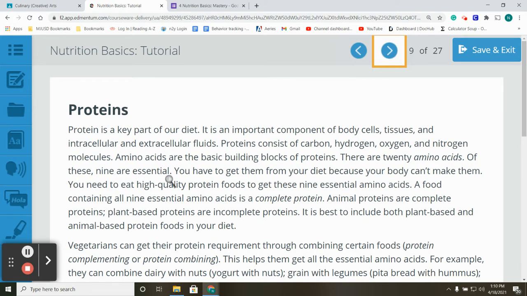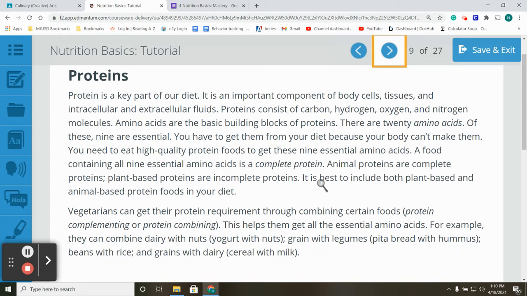Of these, 9 are essential. You have to get them from your diet because your body can't make them. You need to eat high quality protein foods to get these 9 essential amino acids. A food containing all 9 essential amino acids is a complete protein. Animal proteins are complete proteins. Plant-based proteins are incomplete proteins. It is best to include both plant-based and animal-based protein foods in your diet.